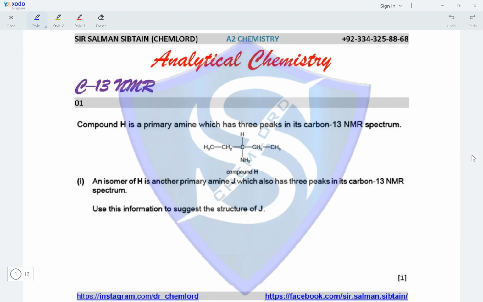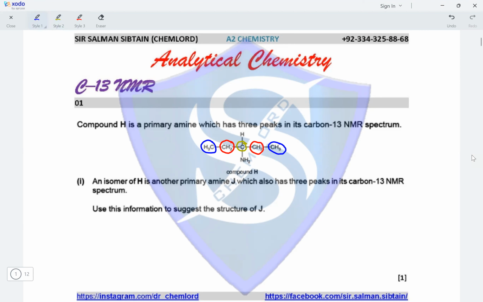So here we have three carbon environments, one of them being CH3 on both sides. This is one environment. We've got a CH2 in between on both sides, which is the second environment. And the third environment is a carbon directly in the center of the compound. So we need another compound, which is an amine, which is also going to give us three absorptions. That means three environments of carbon.